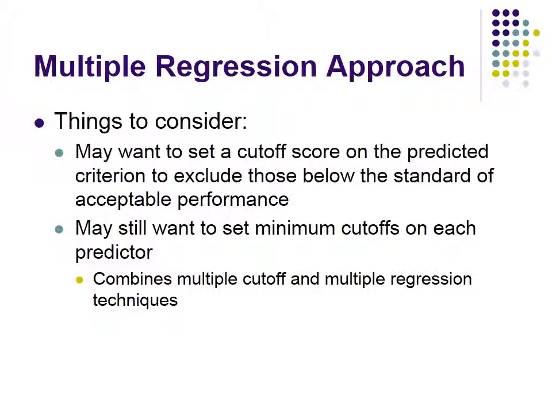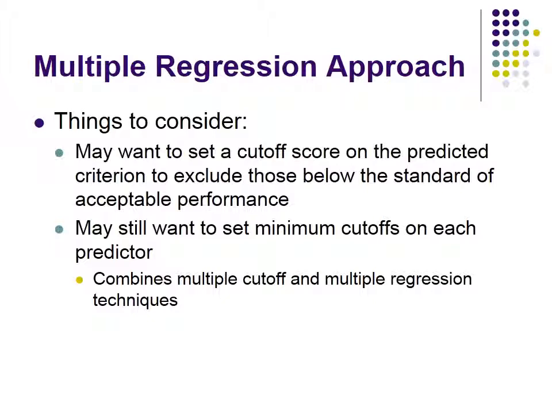So a lot of times when using multiple regression, almost a safety net needs to be added of, again, combining multiple regression with multiple cutoff. What is the bare minimum skill that you're willing to accept on someone if they're great in other areas? So again, this idea of a minimum cutoff. And it combines these two methods, and a lot of organizations use this kind of an approach, where they use both multiple cutoff and multiple regression.